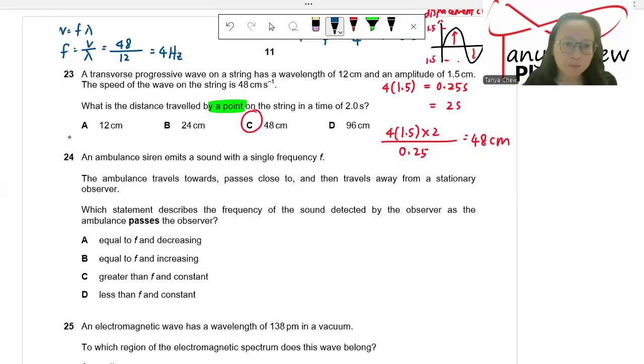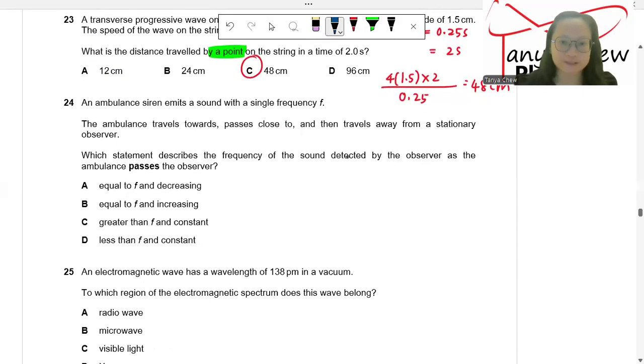Now, describe the frequency of the sound detected by the observer as the ambulance passes, right? Ambulance comes towards. Before passing, this observer will hear the frequency which is equal to the exact frequency emitted by the siren first. And then when the ambulance passes the observer, the frequency will be decreasing. This is Doppler effect. A is the answer.